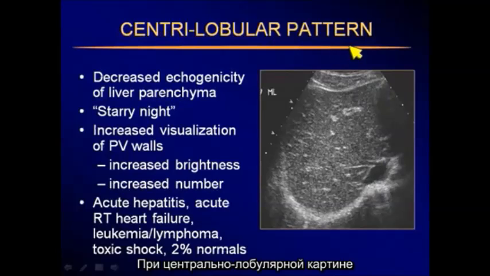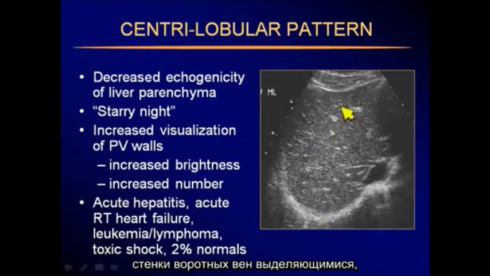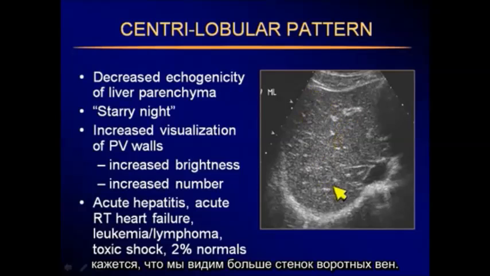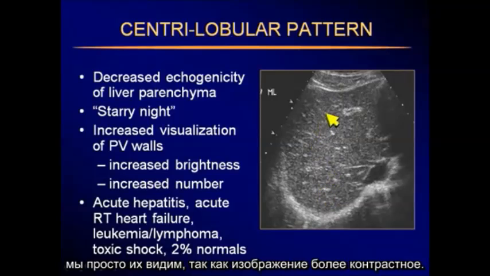In the centrilobular pattern, what happens is the liver is edematous, so the parenchymal cells, the sinusoids, the hepatic cells become edematous, increase in water, and drop their echogenicity, okay? That makes the portal vein wall stand out, giving it a starry night appearance. So you have these bright walls standing out in a dark background of the night sky. So we see increased brightness of the portal vein walls, and we seem to have more portal vein walls.